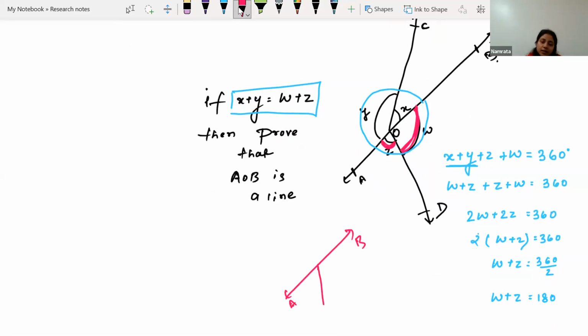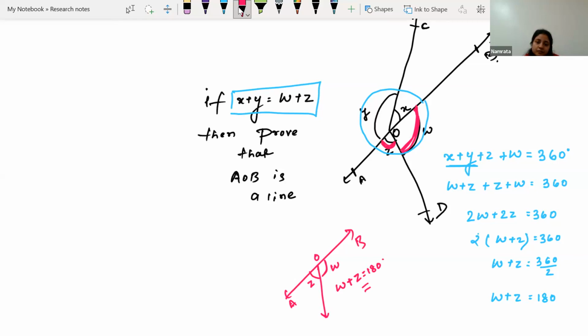On that there is a ray like this. Forget about the upside part. Here w is there, here z is there, and the sum of w plus z we have got 180. So we can say AOB is a straight line. Then and only then the linear pair condition is getting validated over here, right?